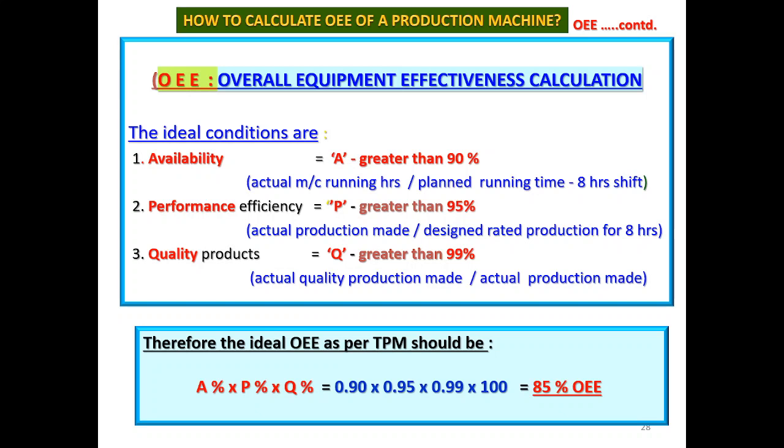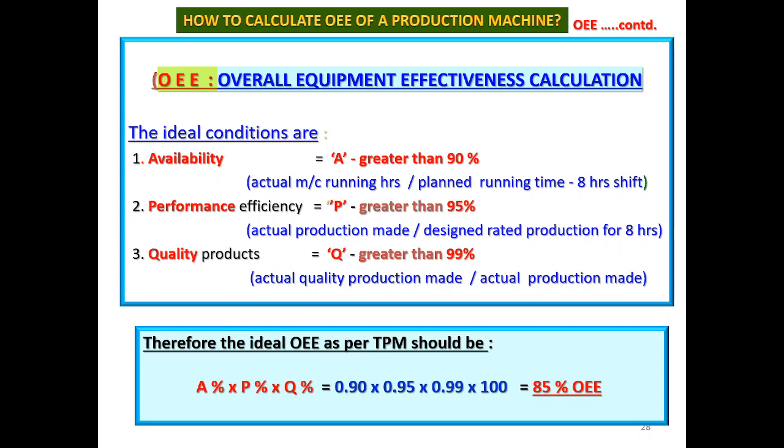For performance percentage, take steps to improve the performance efficiency by taking maximum production as per the rated capacity of the machine. For calculation purpose, actual production made is divided by designed rated production for 8 hours. This is how you calculate the performance percentage. For quality percentage, lastly ensure you produce maximum quantity of quality products and avoid producing rejected products. For calculation, you need to divide the actual quality production made meeting the required specification by the actual production made in the shift. This is how the quality percentage is calculated.